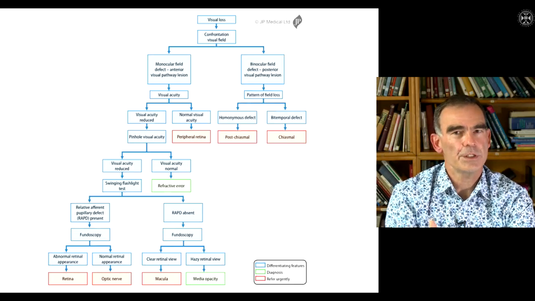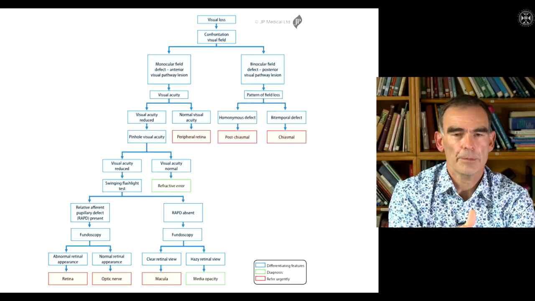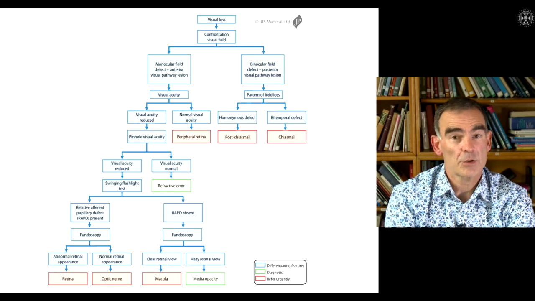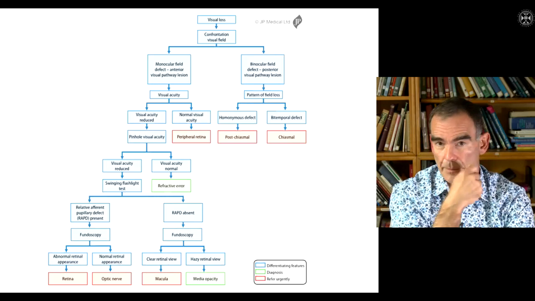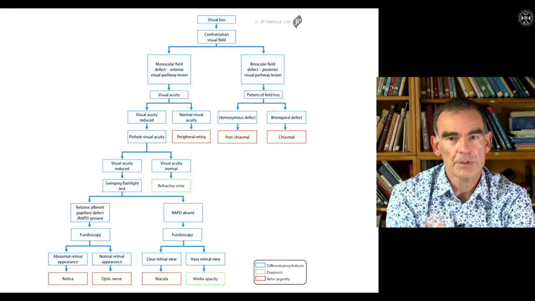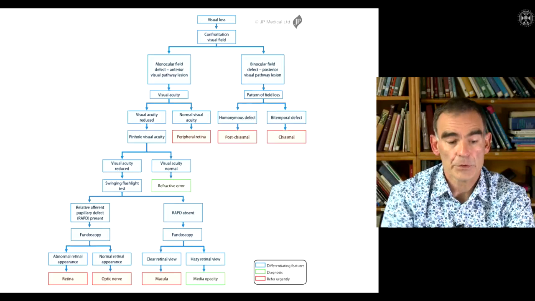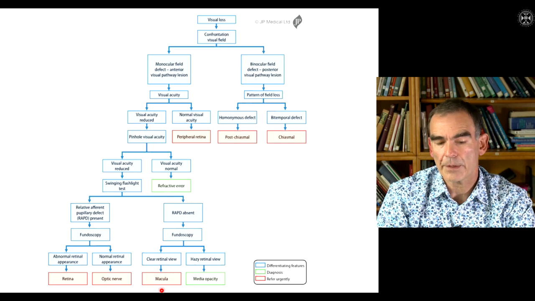So almost before you examine this patient's fundus, you've boiled down to either an optic neuropathy or a maculopathy, assuming they don't have a media opacity. How do you differentiate that before you start to look at the fundus? The presence of an RAPD. If the reduced vision is due to maculopathy, no RAPD. If the reduced vision is due to an optic neuropathy, RAPD. So that's the explanation behind this part here. Reduced visual acuity, swinging flashlight test, RAPD absent. Fundoscopy, clear retinal view, it'll be a problem with your macula. Hazy retinal view, media opacity.